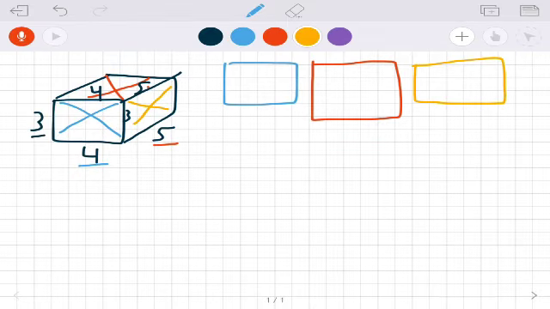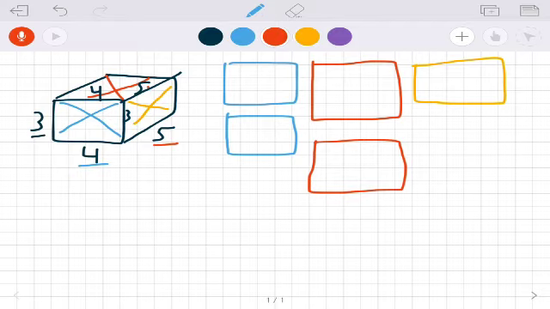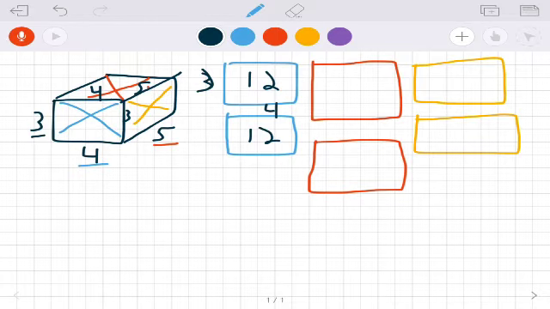And so this is what the whole shape ends up looking like. We've got two of these, which are 3 by 4. We've got two of these, which are 4 by 5. And we've got two of these that are 3 by 5. The surface area is going to be the total of all of these things. So right here, this is 3 by 4, so that's 12, which would mean this is 12. This right here is 4 by 5, so this is 20, which means this is 20.